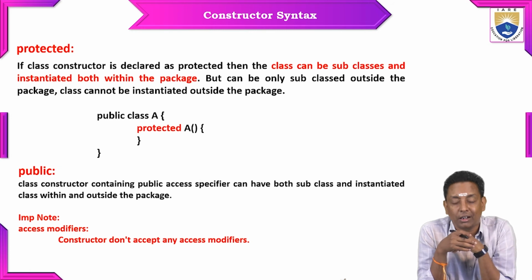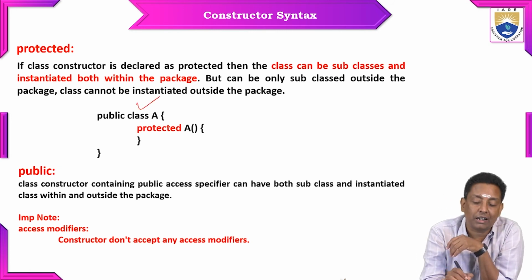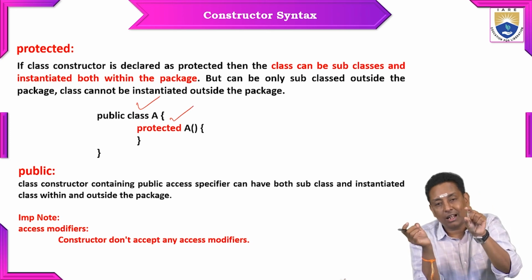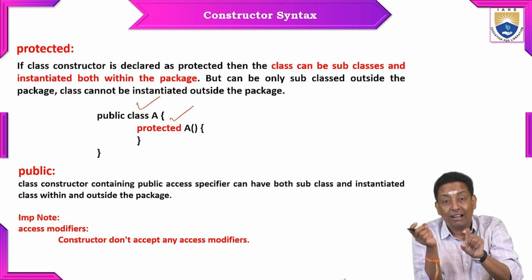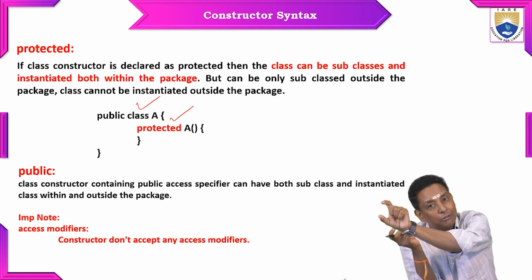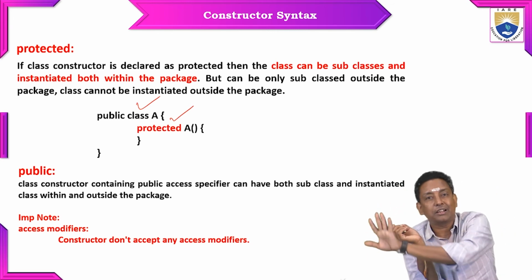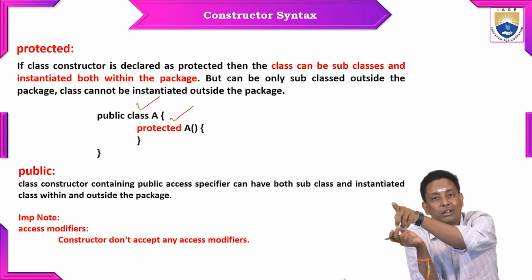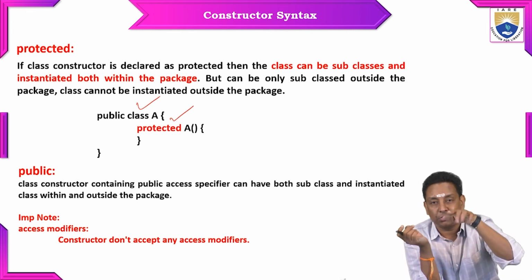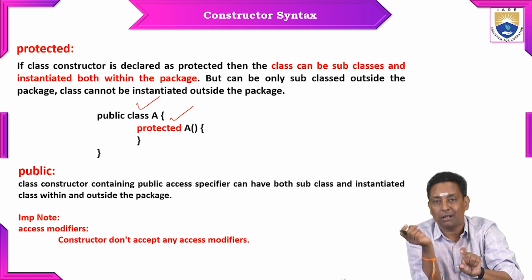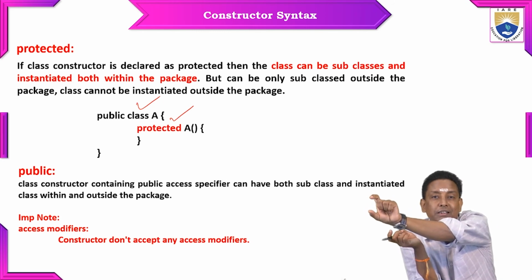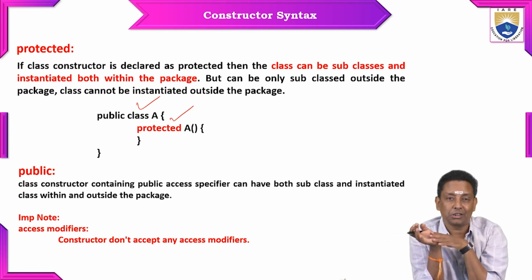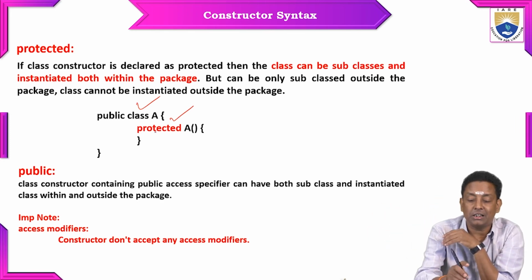So, coming to the protected constructor, a public class containing a protected constructor. The class can be inherited within the package, can be instantiated within the package, and can be inherited outside the package. The class cannot be instantiated outside the package because the constructor is protected. Protected members are accessible up to subclasses outside the package. So it has three scopes. Within the package, it can be inherited. Within the package, it can be instantiated. And outside the package, it can be inherited. But it cannot be instantiated outside the package, because the constructor is protected.